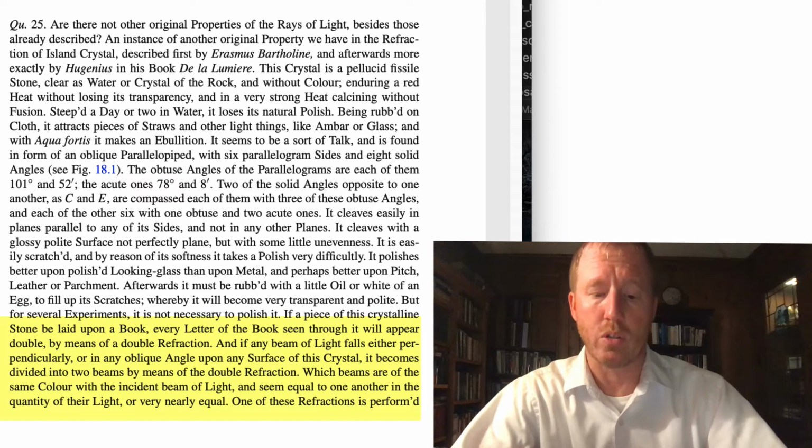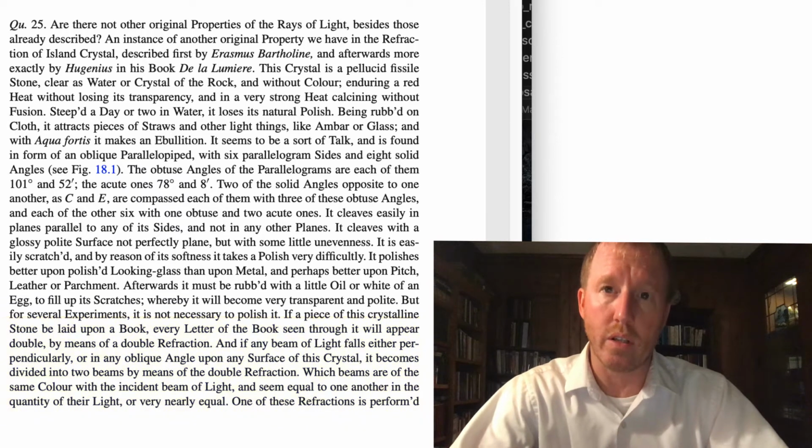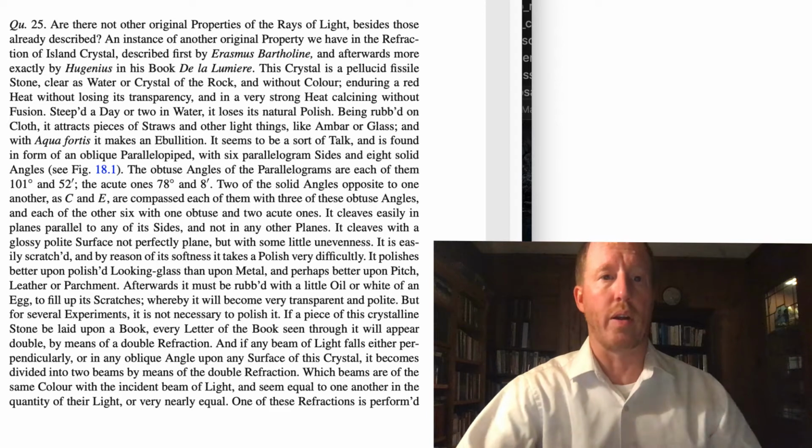One of them experiences ordinary refraction. He calls this the ordinary beam. But there's another beam that does not obey Snell's law. In particular, he calls this the extraordinary beam.